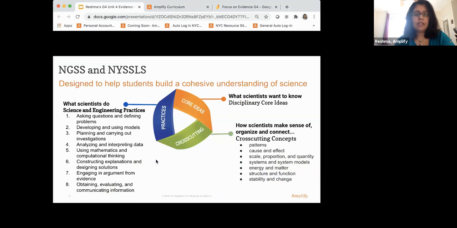While they do this multimodally, they're also leveraging the 3 dimensions. Students are figuring out those core ideas through engaging in the same science and engineering practices as scientists do, through the lens of these big ideas called the cross-cutting concepts, which are not only specific to science, but other disciplines as well, like patterns, cause and effect, structure and function, and the like.